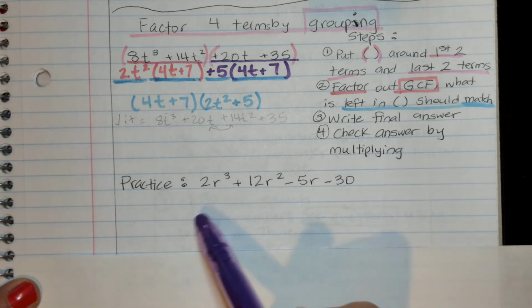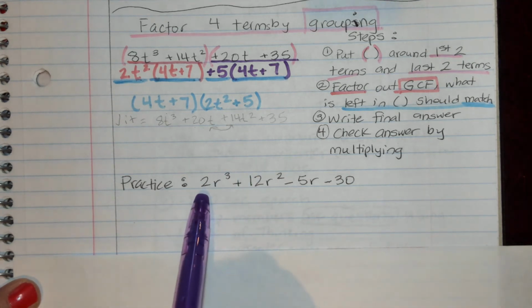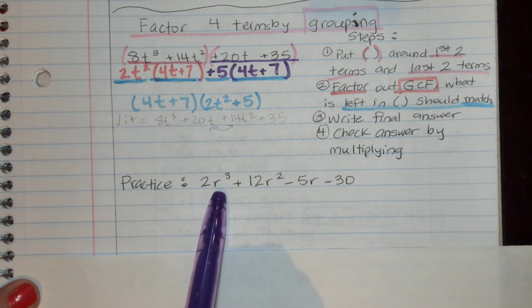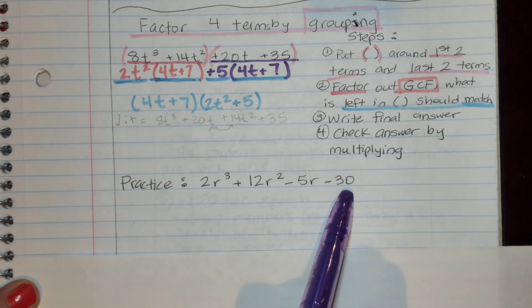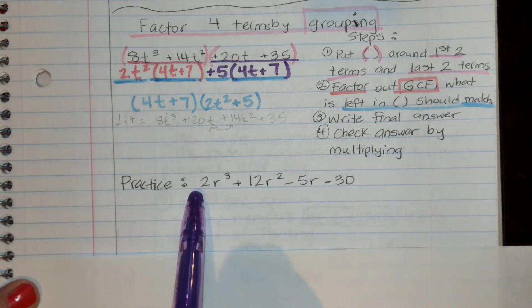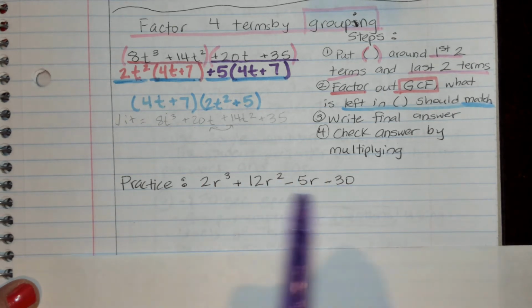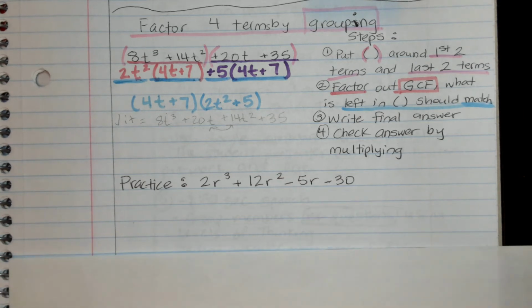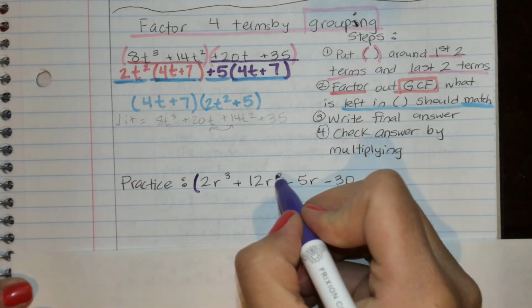The other thing I would just check for is, is there a greatest common factor? Either a number in front or an r to some power. The last term doesn't have an r, so I can't factor out an r. And between 2, 12, 5, and 30, there's no greatest common factor. So I can go ahead and start with grouping.